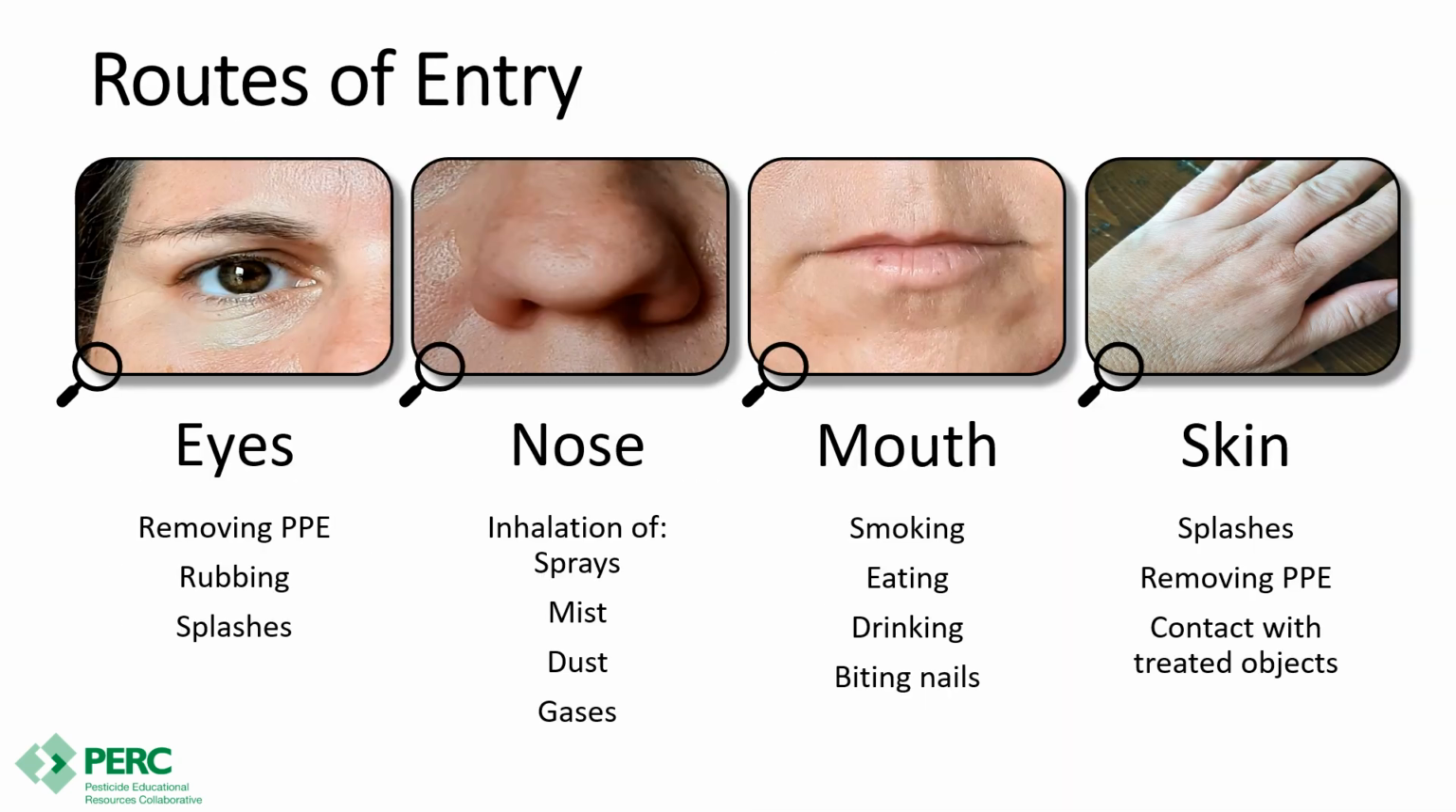There are 4 common ways that pesticides can enter your body. These are through your eyes by removing PPE, rubbing, or splashes, through your nose by inhalation of sprays, mist, dust, or gases, through your mouth by smoking, eating, drinking, or biting nails, or through your skin by splashes, removing PPE or contact with treated objects. To reduce your health risks, always wear the PPE required by the product label and know where to find the decontamination supplies.